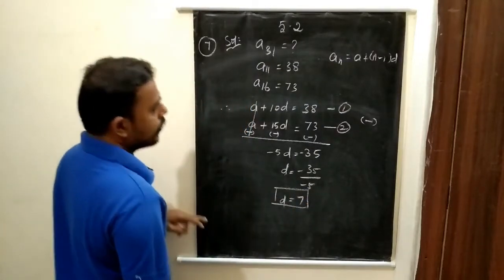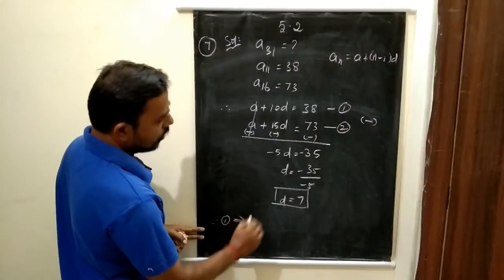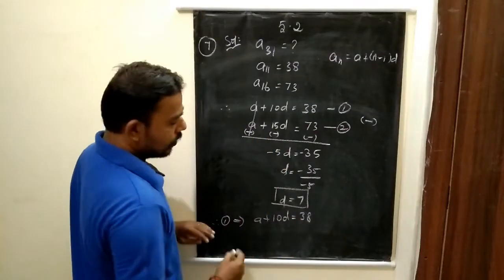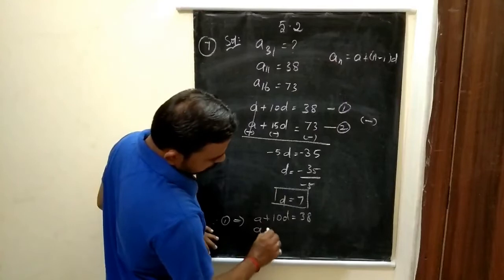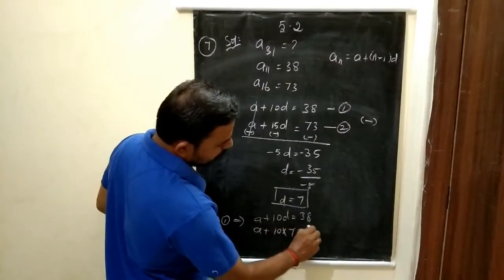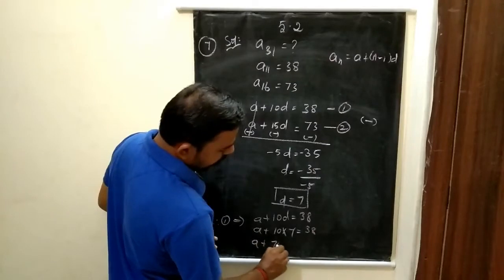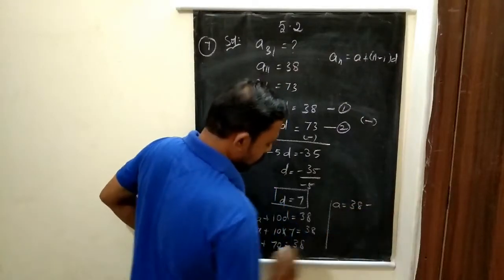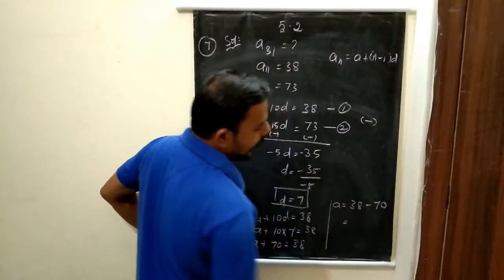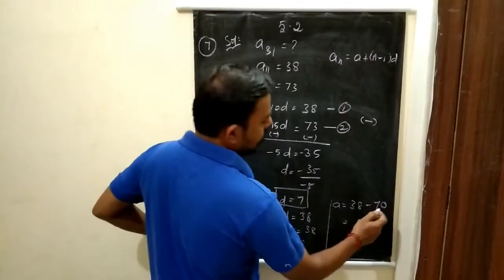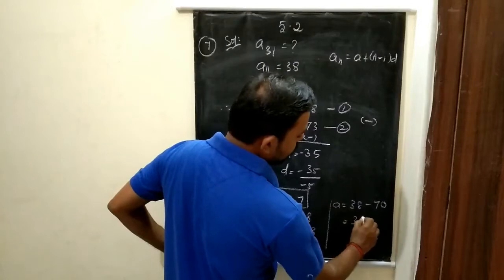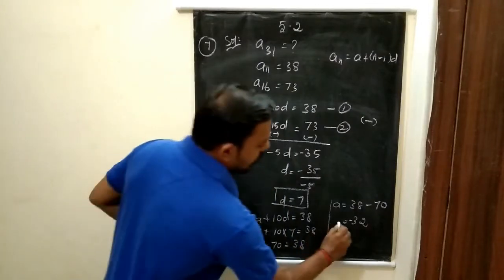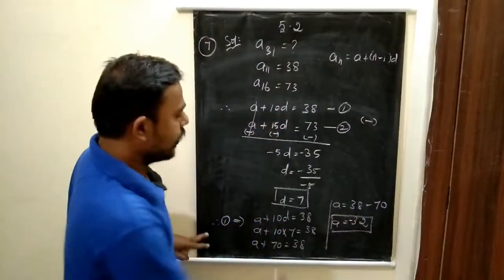If d equals 7, what is the value of a? Substituting into either equation, we can find the other variable. The first equation is a plus 10 into d equals 38, so a plus 10 into 7 equals 38. So a plus 70 equals 38, so a equals 38 minus 70, which is minus 32. So a equals minus 32 and d equals 7.